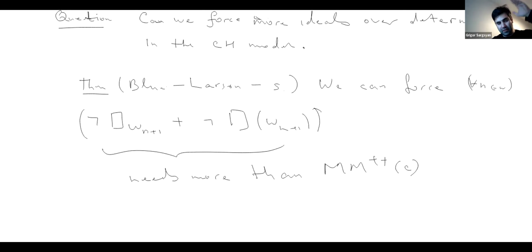C is the continuum, right? So yeah, under MM plus C, the continuum is omega 2. So if you want to get omega 3, then you need a forcing axiom for omega 3, and then for omega 4, and etc. So this is evidence, I guess, that maybe we can really force more of Martin's maximum over the continuum.